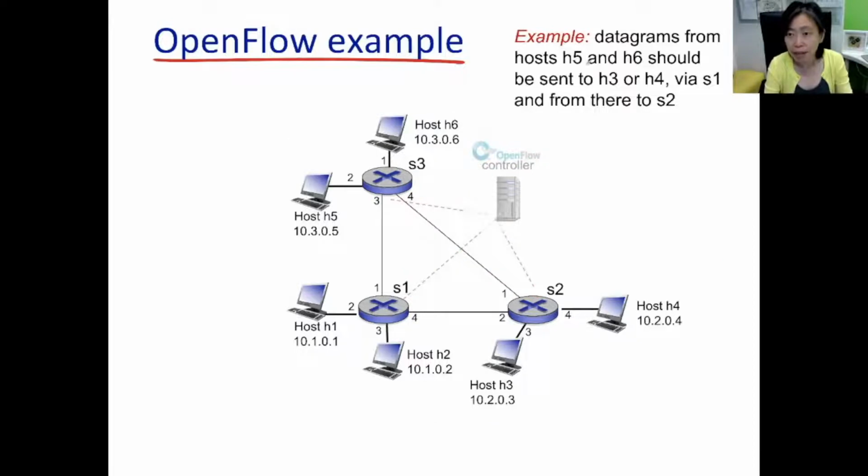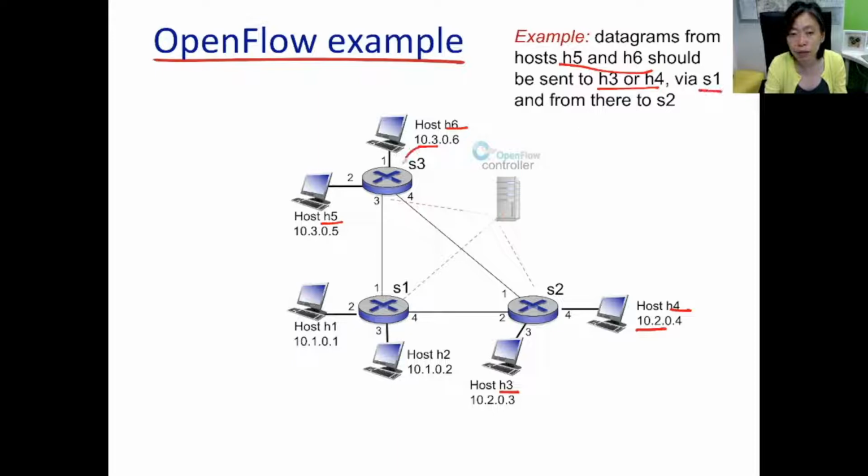A scenario is this: let's send packets from H5 and H6 here and here, from subnet 10.3 to H3 and H4, subnet 10.2. But through a very specific route.